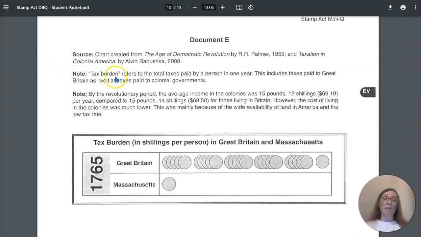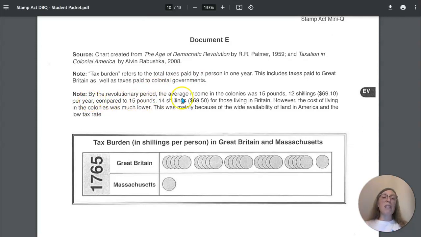The tax burden refers to the total taxes paid by a person in one year. All the taxes paid. This includes taxes paid to Great Britain, as well as the taxes paid to colonial governments. So when Benjamin Franklin was saying the colonies pay many and very heavy taxes to the colonies, plus the taxes to Great Britain, putting all that together in this chart, those very heavy taxes and the Stamp Act and other taxes like that. You should have said it was all the taxes. And now let's look at the next note.